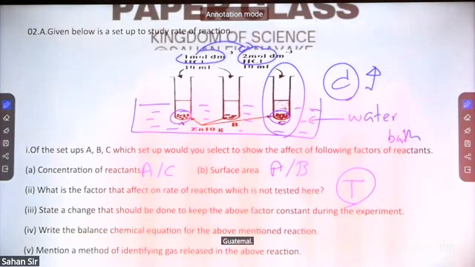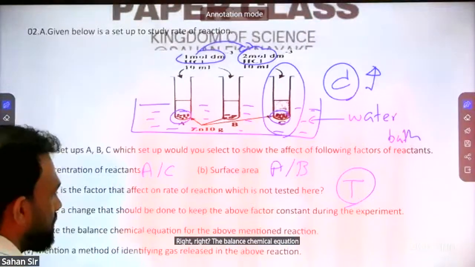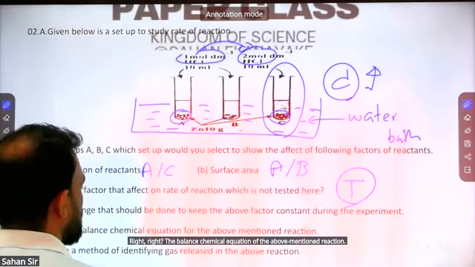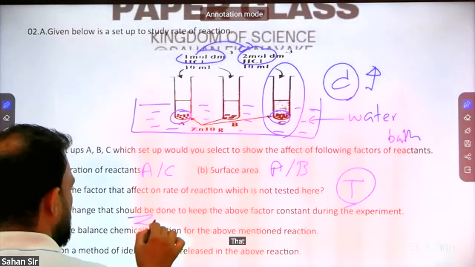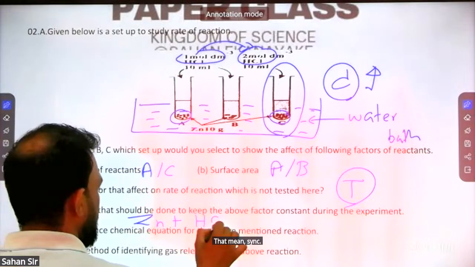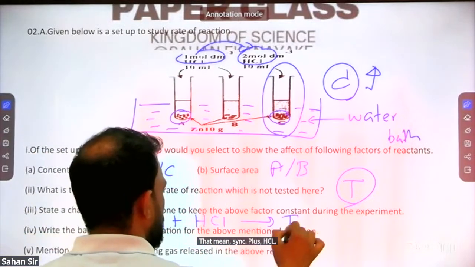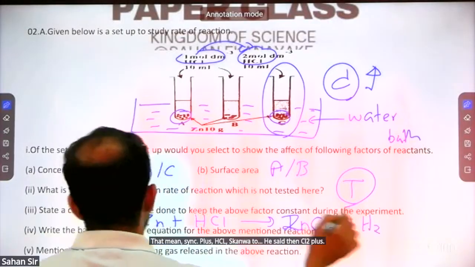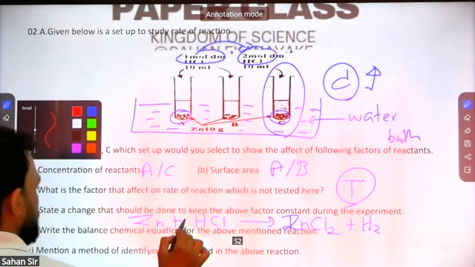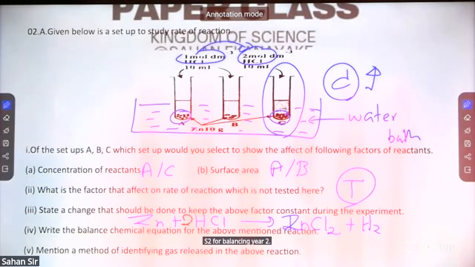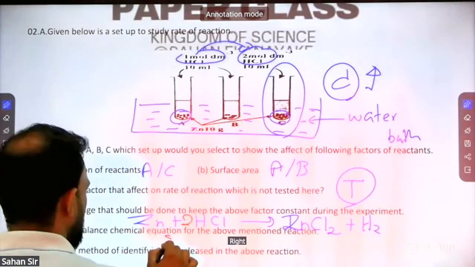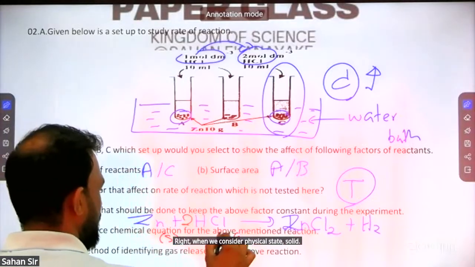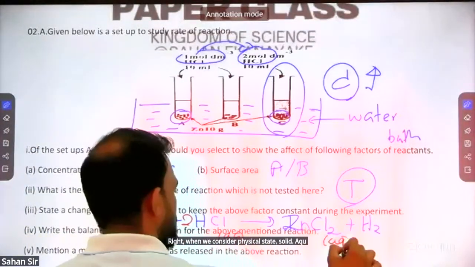Write the balanced chemical equation of the above mentioned reaction. That means zinc plus HCl is converted to ZnCl2 plus H2. For balancing, here 2. When we consider the physical states: solid, aqueous, and gas.